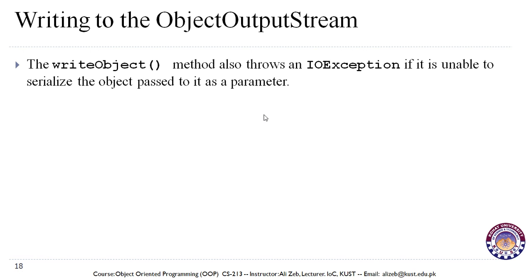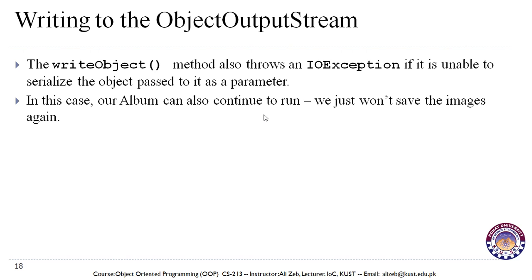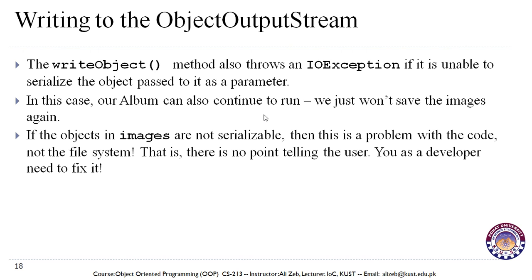The writeObject method also throws an IO exception if it is unable to serialize the object passed to it as a parameter. In this case our album can also continue to run, we just won't save the images again. If the objects and images are not serializable, then this is a problem with the code, not the file system. That is, there is no point telling the user if you as a developer need to fix it.